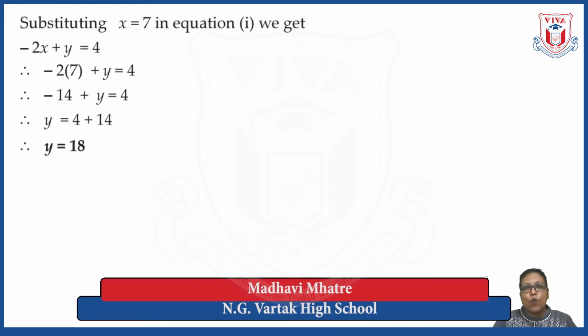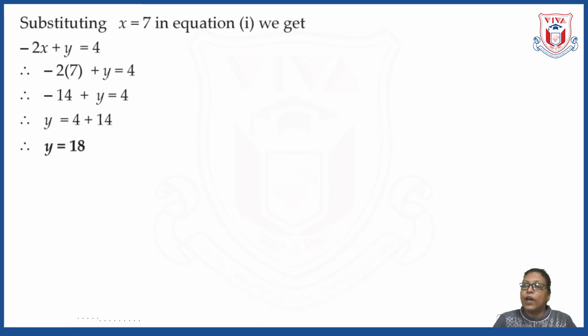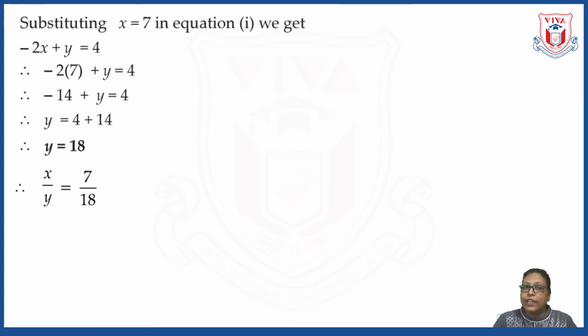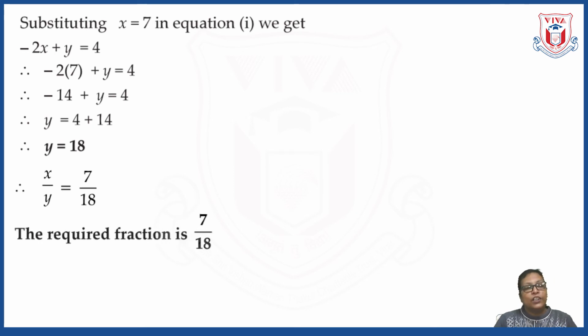But see the question, what we have to find is the fraction. So write the fraction. The fraction is what? x upon y. That is, our answer is 7 upon 18. Value of x upon y is equal to 7 upon 18, and therefore the required fraction is 7 upon 18. The final answer is written as a statement. Always keep this in mind. As I have said previously also, it carries half mark. So you need to write it every time. Okay.